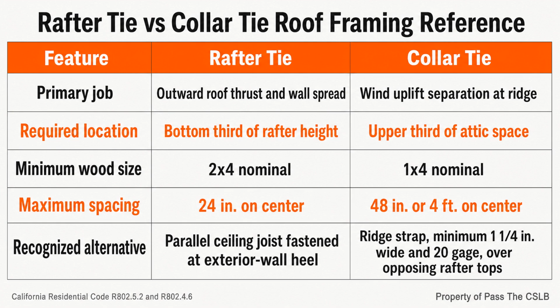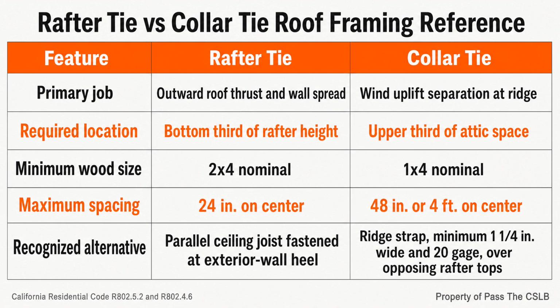Now let's get into it. The most important distinction in this lesson is simple. A rafter tie and a collar tie may both look like horizontal pieces of lumber inside an attic, but they do different jobs in different parts of the roof. A rafter tie belongs low and resists outward wall spread. A collar tie belongs high and resists wind-uplift separation at the ridge. Mixing those jobs up can turn a framing decision that looks harmless into a structural problem.